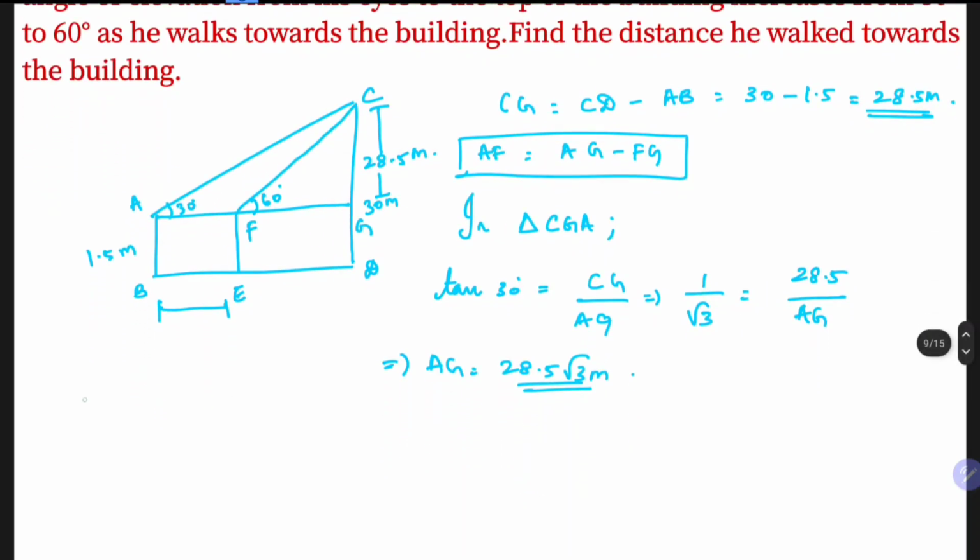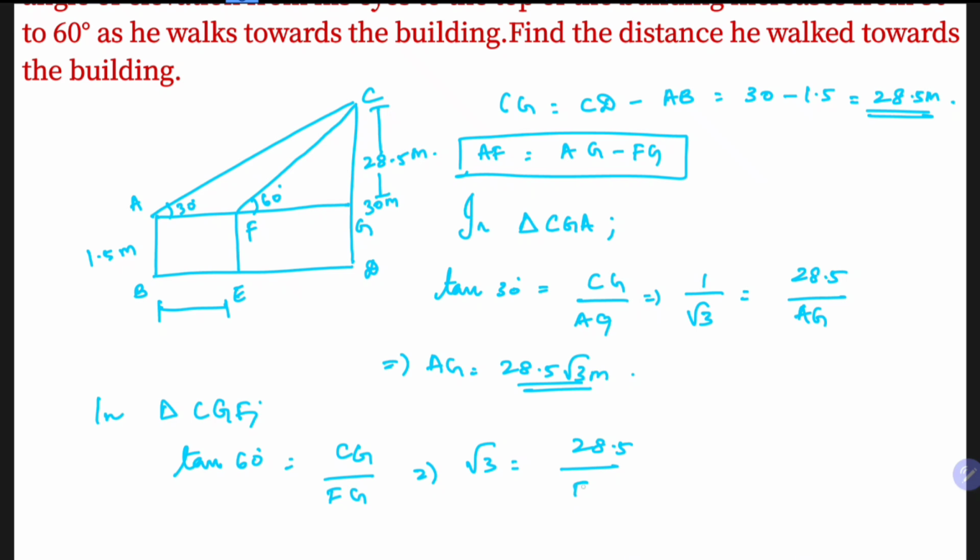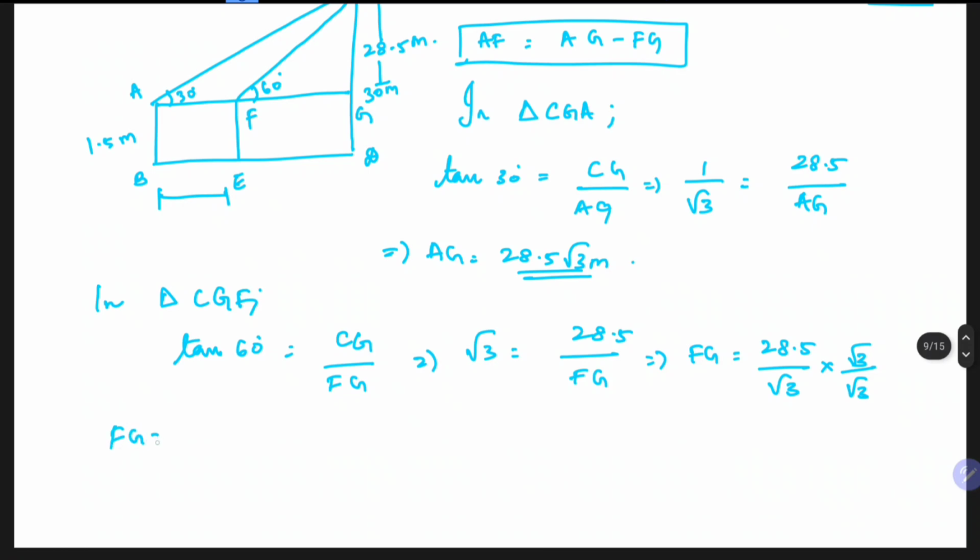Then in triangle CGF, tan 60 is equal to CG by FG, which gives us root 3 is equal to 28.5 by FG, which in turn gives FG is equal to 28.5 by root 3. Rationalizing by multiplying and dividing by root 3, we get FG is equal to 28.5 root 3 by 3, which is equal to 9.5 root 3 meters.